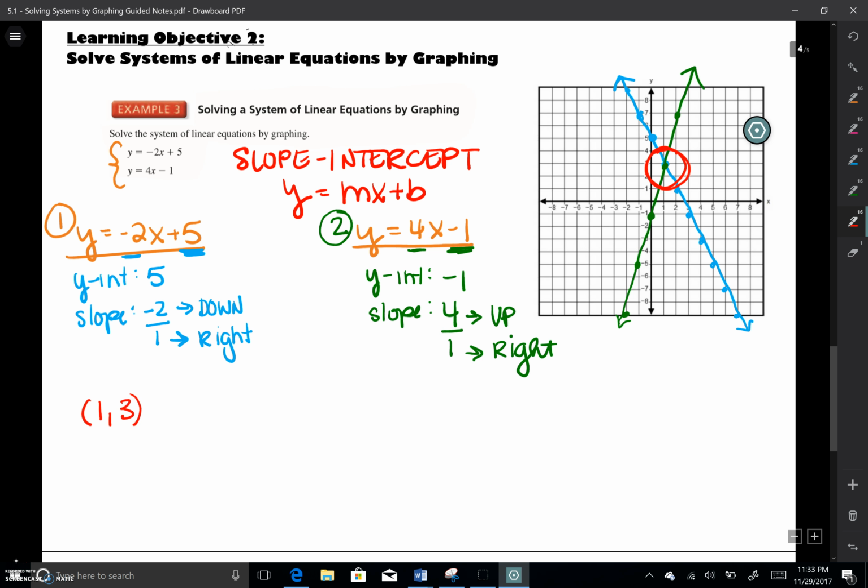I can check my solution by plugging it back in, the same way that we did during learning objective 2. If I did that, I would see that they would produce two true statements. So my final answer would be that 1, 3 is the solution to the system.